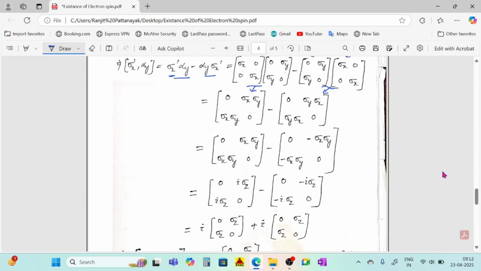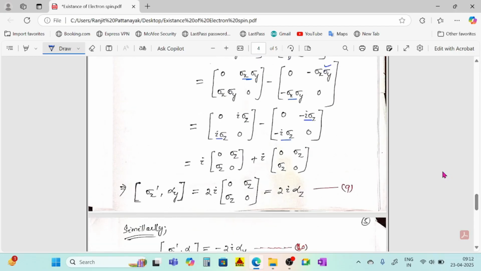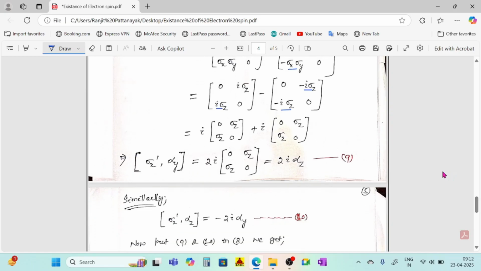Here sigma y sigma x is nothing but minus sigma x sigma y. Sigma x sigma y, these being the Pauli matrices, is nothing but i sigma z. Here also i sigma z, this will be minus i sigma z, minus i sigma z. Taking i common from this matrix, we get 0 sigma z, sigma z 0. Here also 0 sigma z, sigma z 0, and taking minus i common from this matrix, so this will be plus. So here we can get 2i times 0 sigma z, sigma z 0. This matrix is nothing but your alpha z. Let this be your equation number 9.